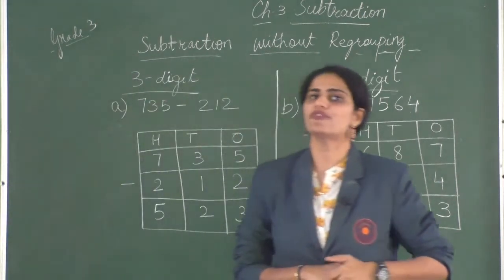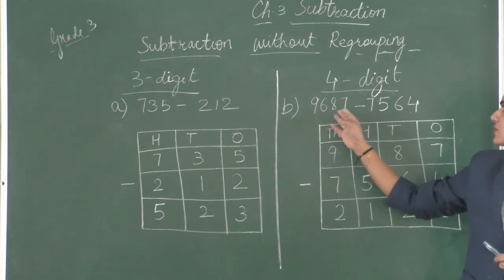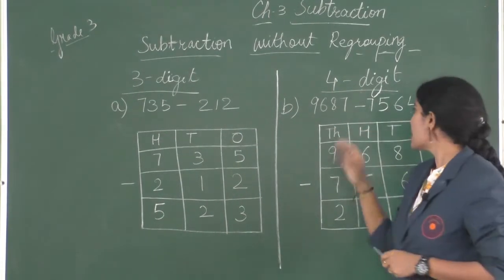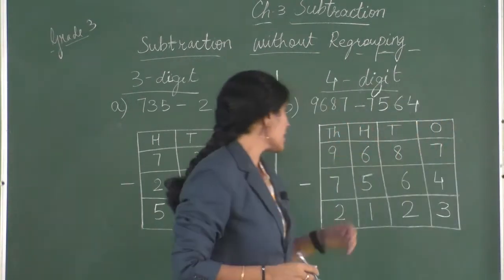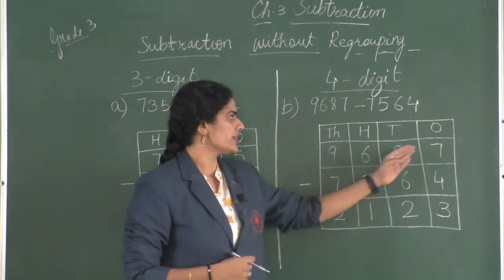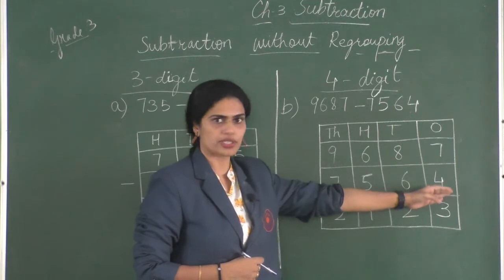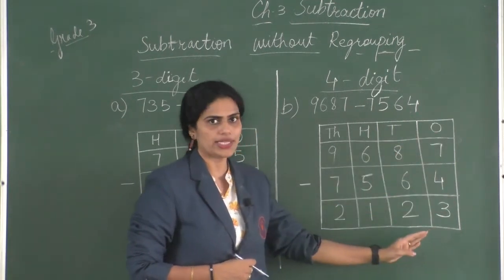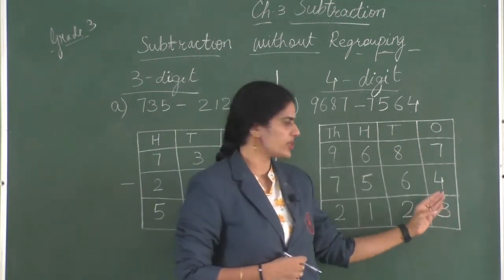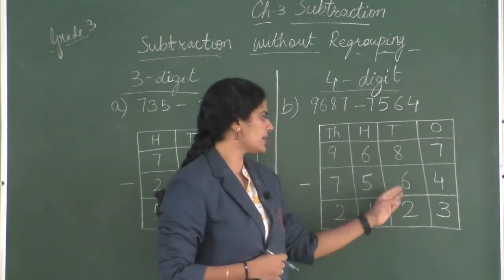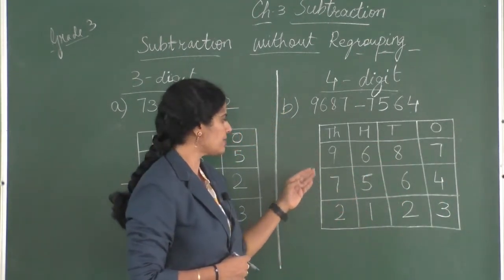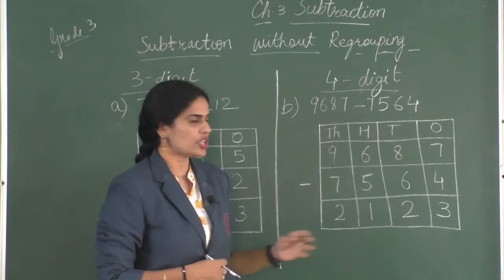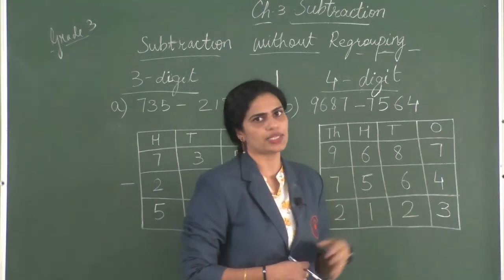Let's see an example of a 4-digit number. 9687 minus 7564, starting from one side. 7 minus 4 is 3, 8 minus 6 is 2, 6 minus 5 is 1, 9 minus 7 is 2. So the answer is 2123.